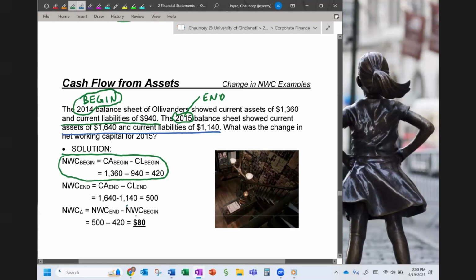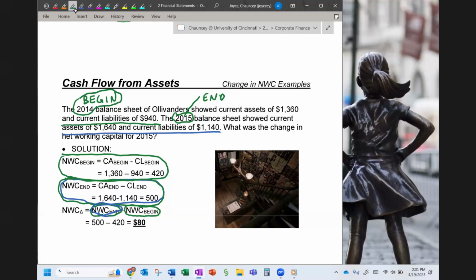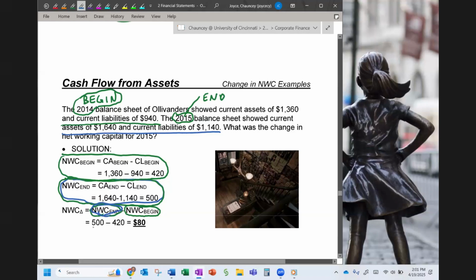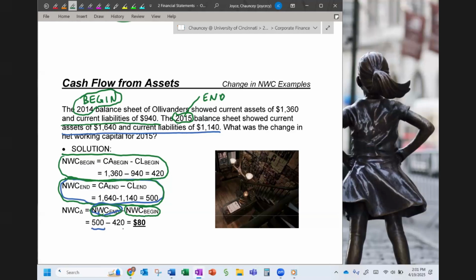Let's calculate ending. That's your 2015 current assets less your current liabilities. That comes out to 500 for ending. And then your beginning net working capital was your current assets of 1360 less current liabilities of 940. That will equal 420. So you take ending net working capital less beginning net working capital, that's 500 minus 420. Your net working capital change, therefore, is 80.